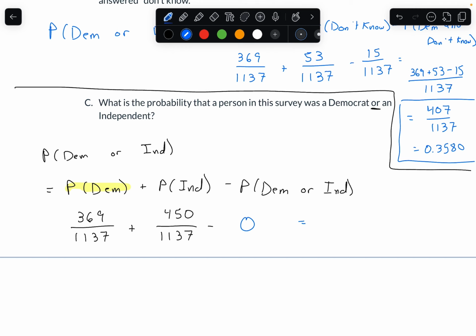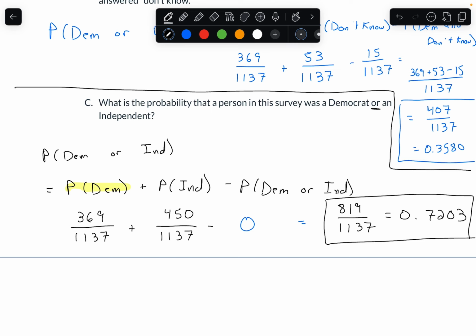I can just focus on the 369 plus 450. So 369 plus 450 gives me 819. So 819 divided by 1,137, which gives me 0.7203 if I wanted to round to 4 decimal places. So there is my probability.